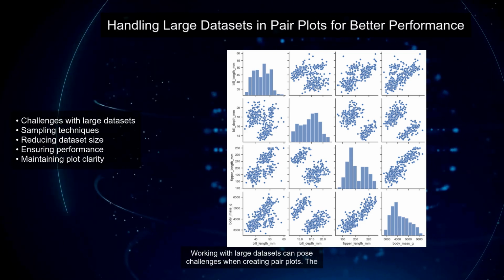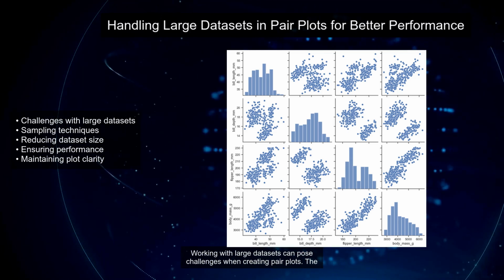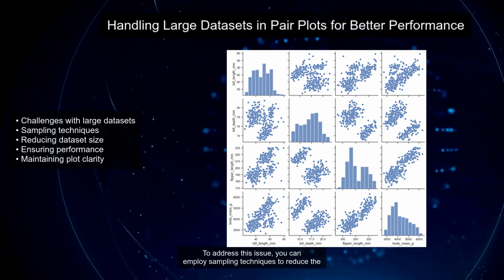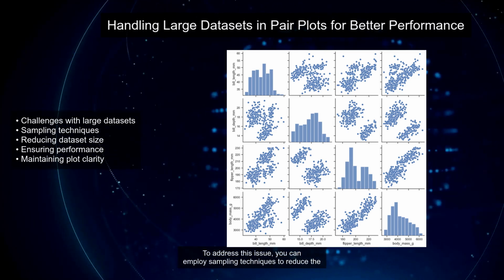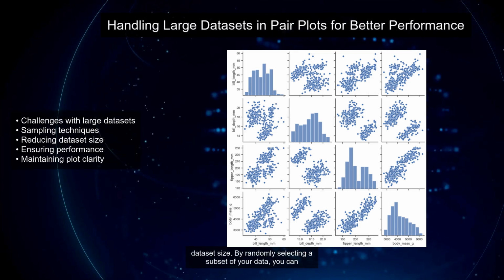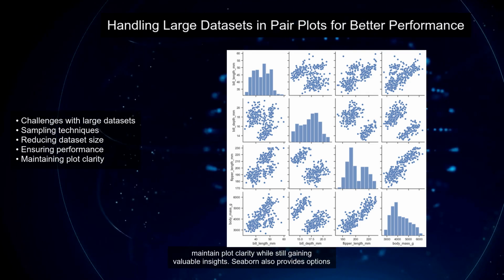Working with large datasets can pose challenges when creating pair plots. The sheer volume of data points can lead to cluttered and unreadable plots. To address this issue, you can employ sampling techniques to reduce the dataset size. By randomly selecting a subset of your data, you can maintain plot clarity while still gaining valuable insights.